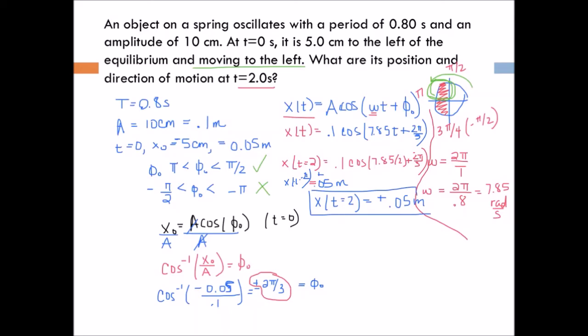But we also want to know the direction that we're moving in. So for that, we can look at our velocity function. If we're trying to solve for our velocity at t equal to 2 seconds, it's not necessary to solve for the initial velocity because we can also substitute. So let's write this out. We know that our equation for velocity is negative omega times A times the sine of omega t plus phi naught.